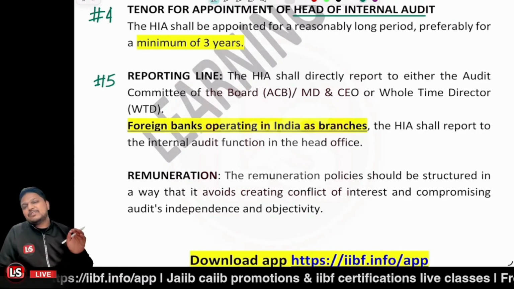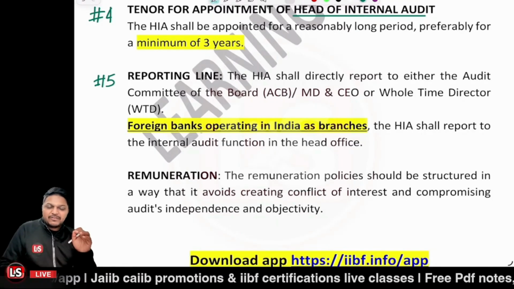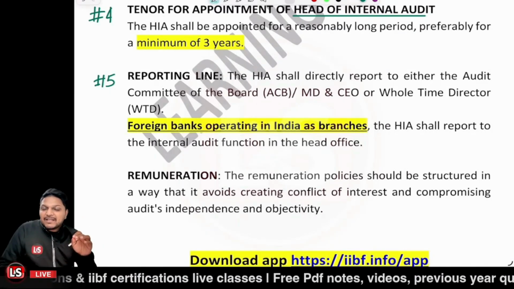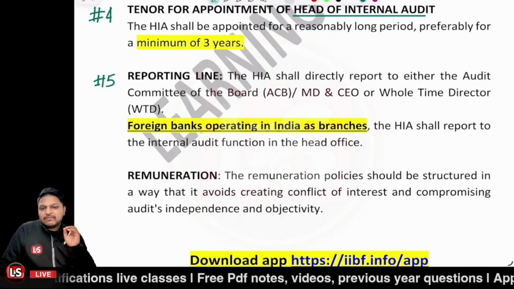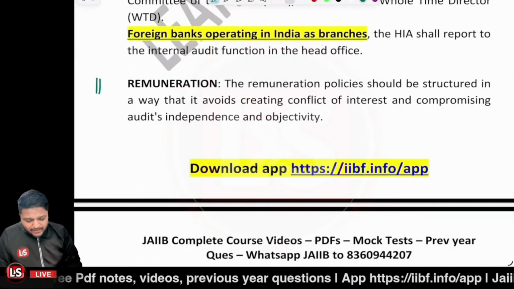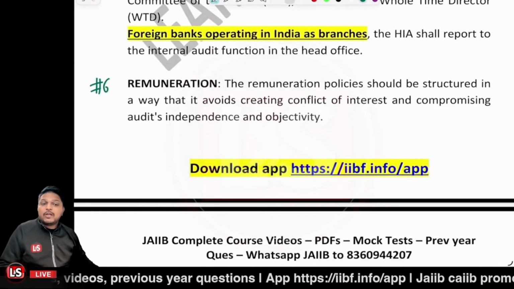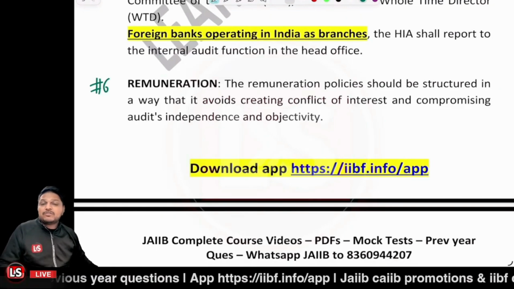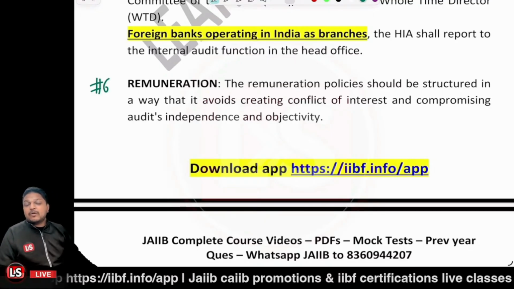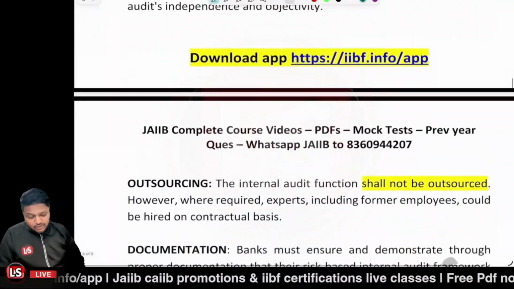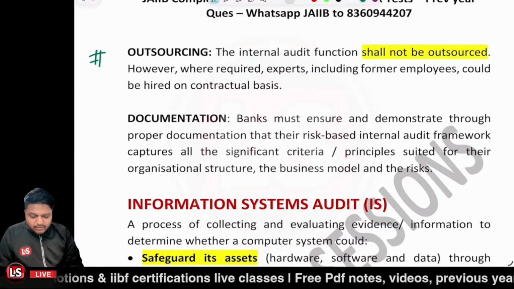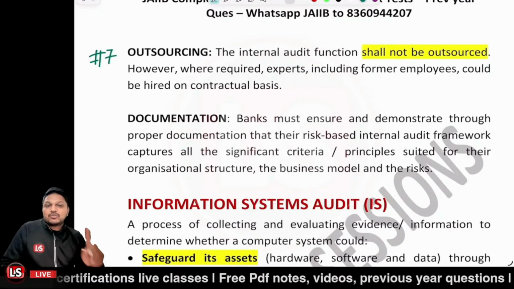And for the foreign banks operating here in India, which have branches here in India, the HIA shall report to the internal audit function at the head office level, right? And they should be paid a good remuneration so that they do not compromise their duty. The remuneration policy should be structured so that it does not conflict with their interest or compromise the audit's independence, right? And this function should not be outsourced. It is very clearly directed by the Reserve Bank of India that it should not be outsourced, right?